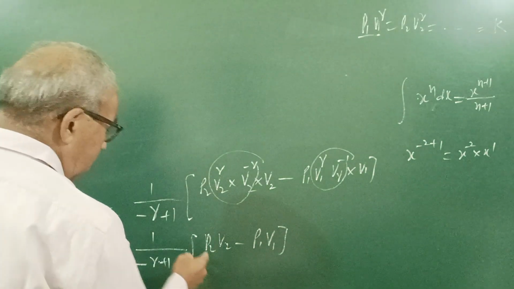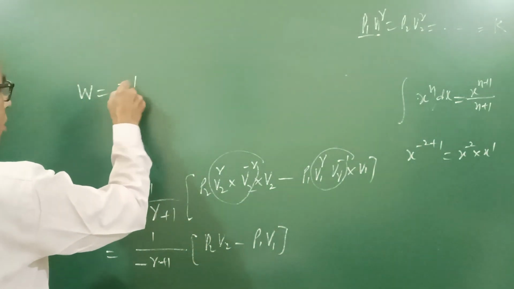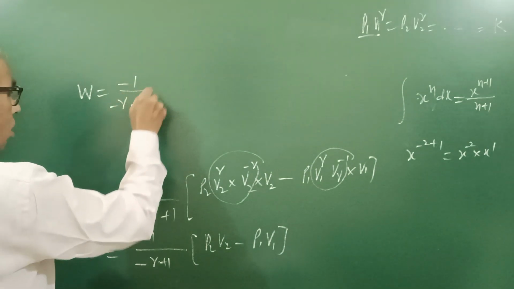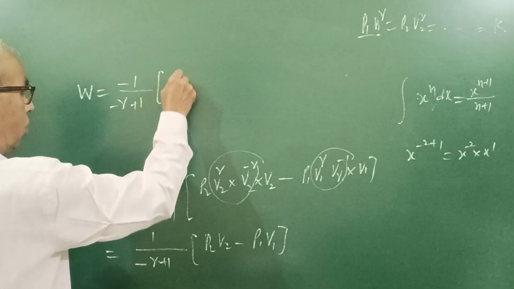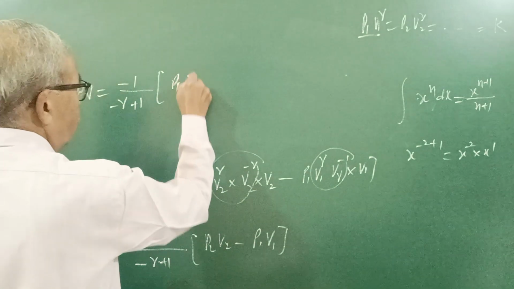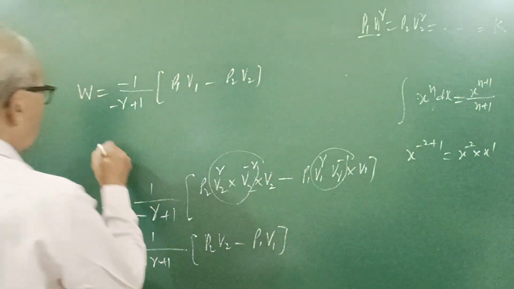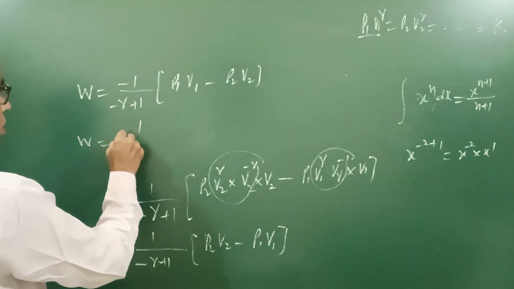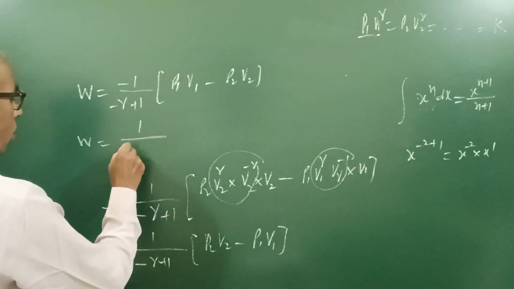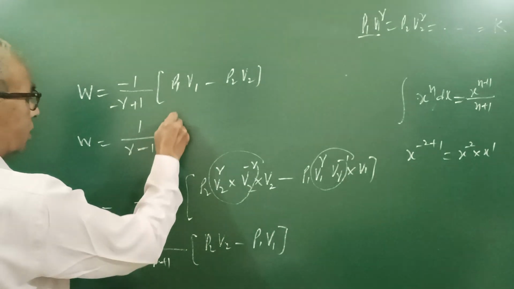If I take it here, I can write minus 1 upon (P2 V2 minus P1 V1), or P1 V1 minus P2 V2, or you can write W equal to 1 upon gamma minus 1.